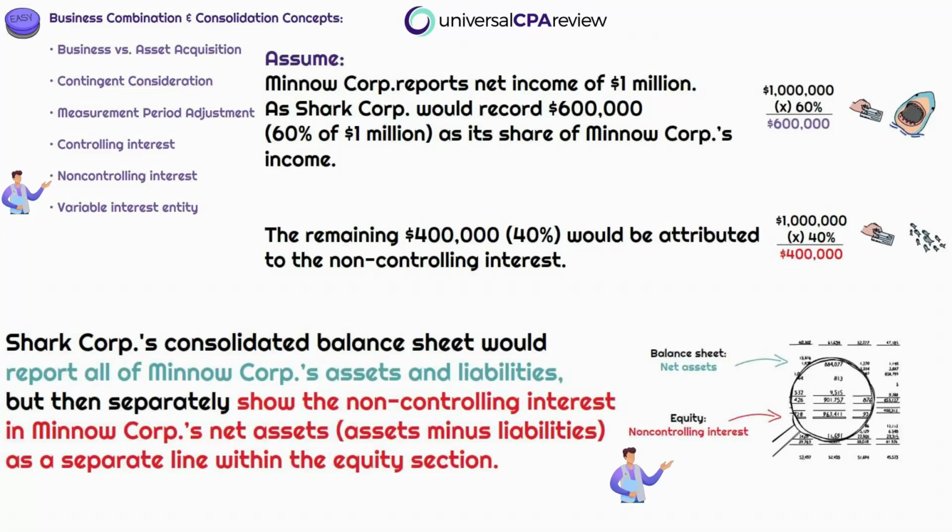Okay, so if we think about this, the non-controlling interest reflects the fact that a portion of the net assets and income of the consolidated entity belongs to other investors, not to Shark Corp. This is important because it gives us a clearer picture of the extent of Shark Corp's actual ownership of Minnow Corp.